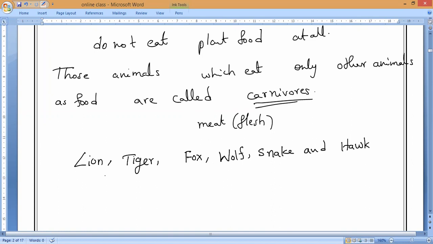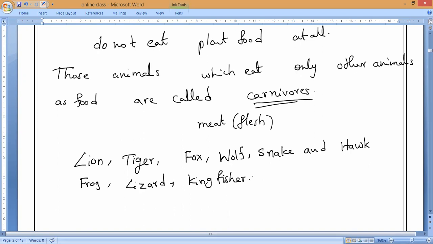Now I will tell you two known things in our surroundings. You will be surprised. You might not have noticed it. How many of you know frog? Frog is also a carnivore. Understand, and as well as in our home, do you have a lizard? Lizard is also a carnivore, and as well as the kingfisher, a bird, that is also a carnivore.